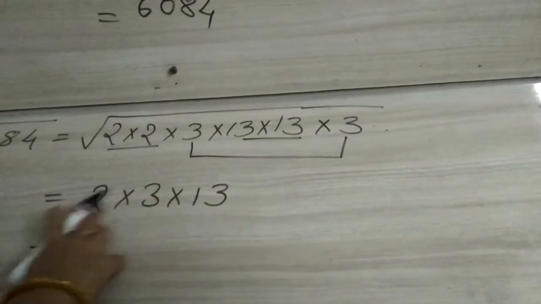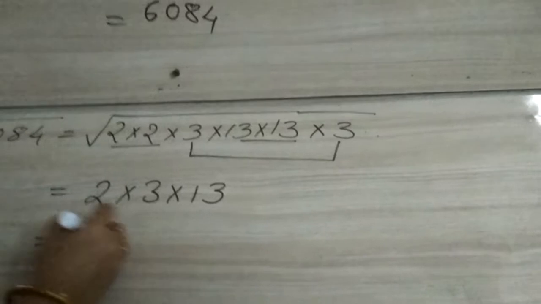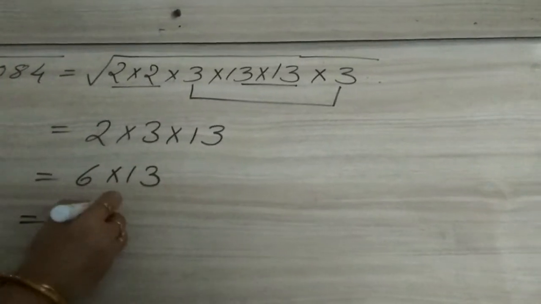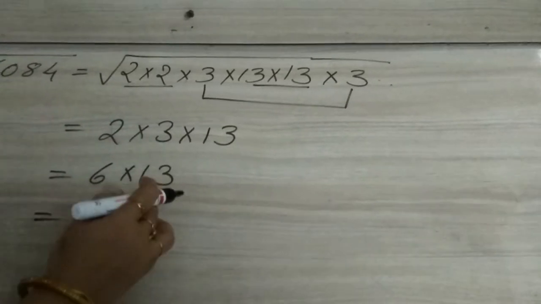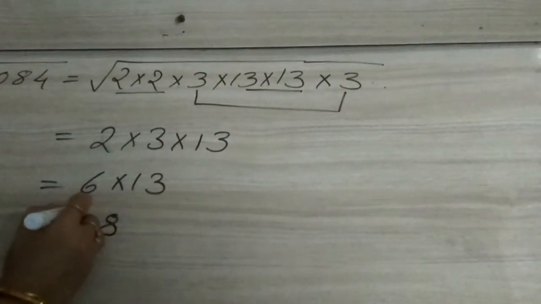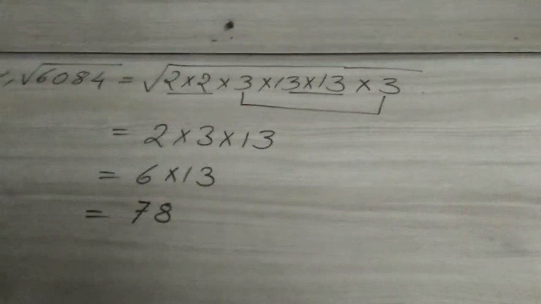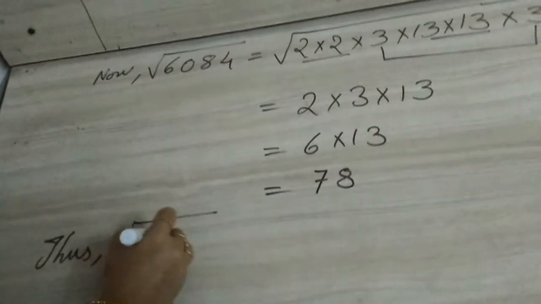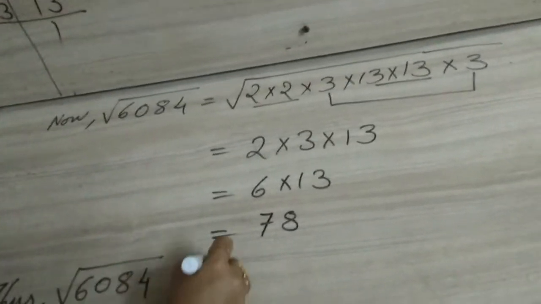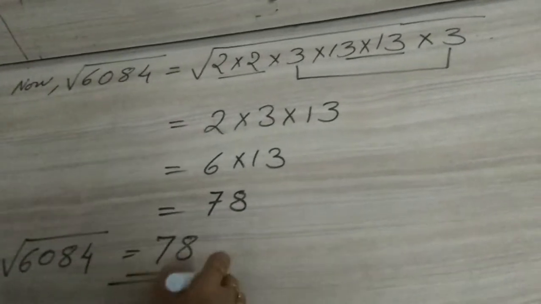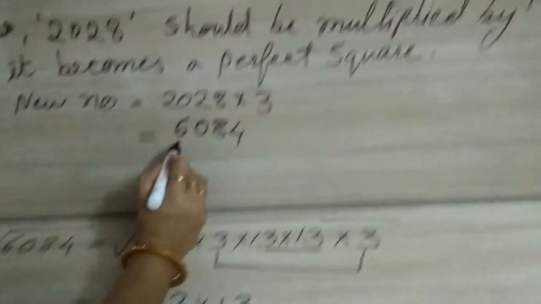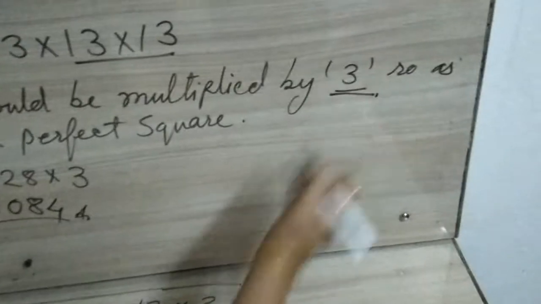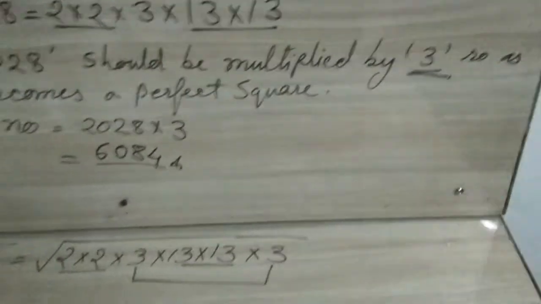So what it will become? 2 3s are 6, 6 into 13 and 78. Thus square root of 6084 is equals to 78. So your first part answer, new number they are asking, and what should be multiplied? 3 should be multiplied. Clear?